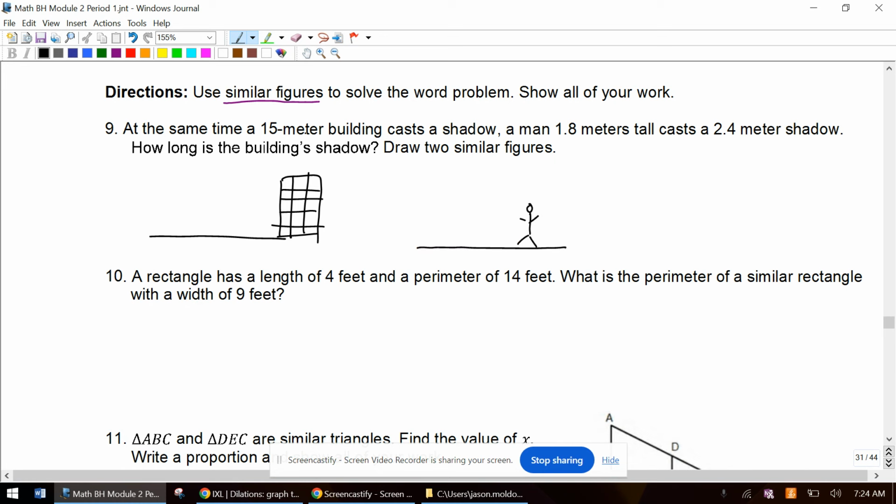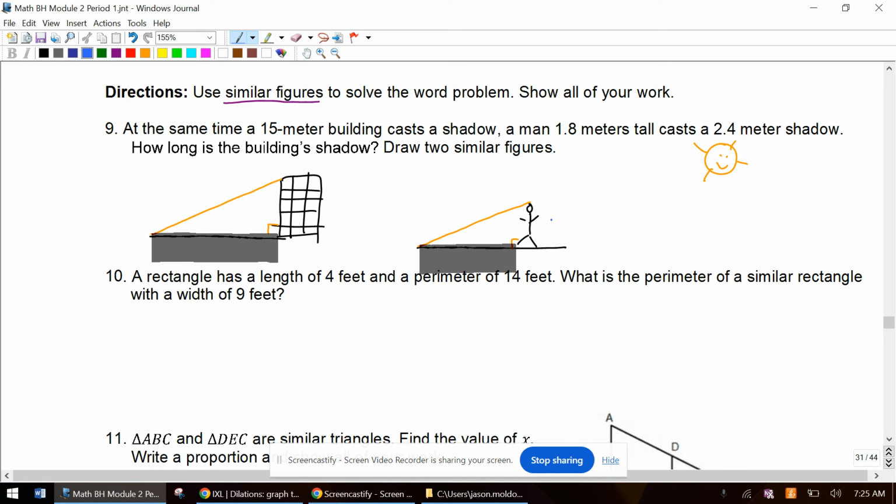And it says that the 15-meter building casts a shadow and a man 1.8 meters tall. So we can think of this actually as our triangle, because the shadow is cast from the tip of this point down, and it produces a shadow line here and here based on the position of the sun. Okay.